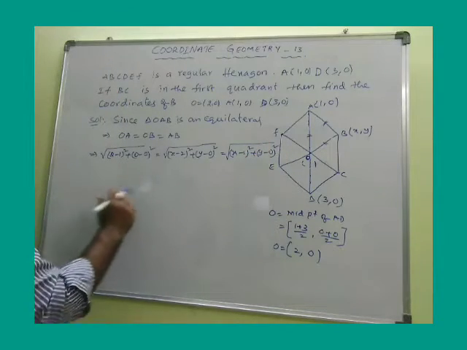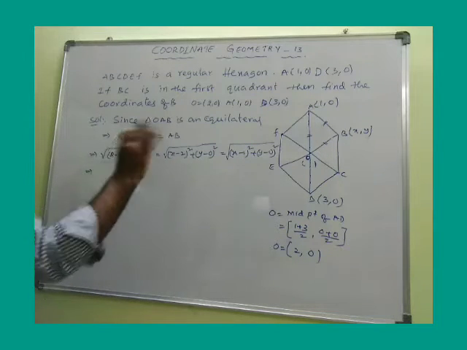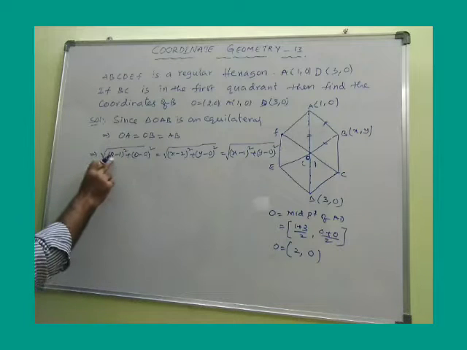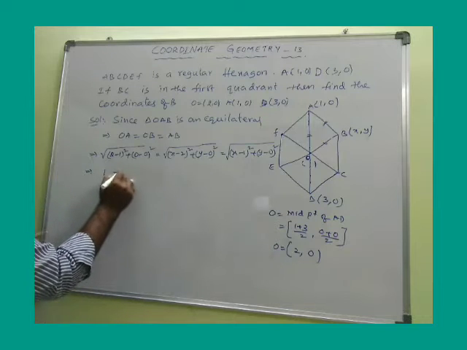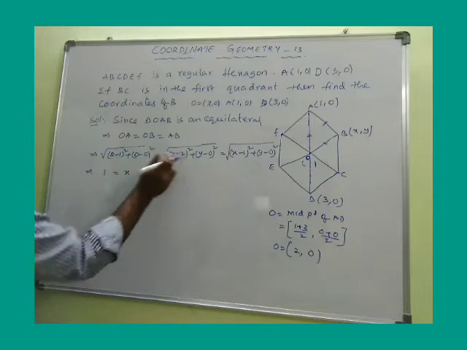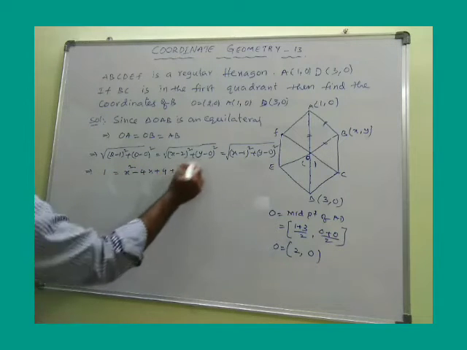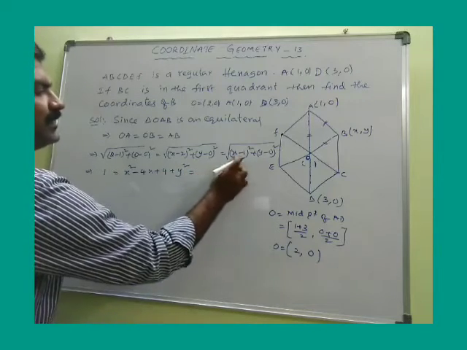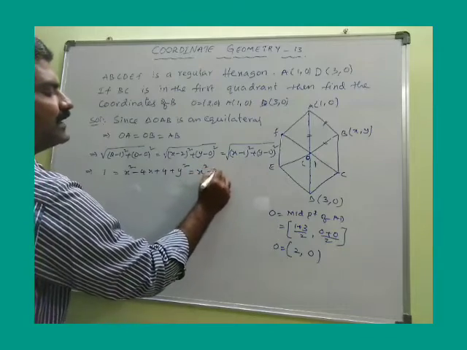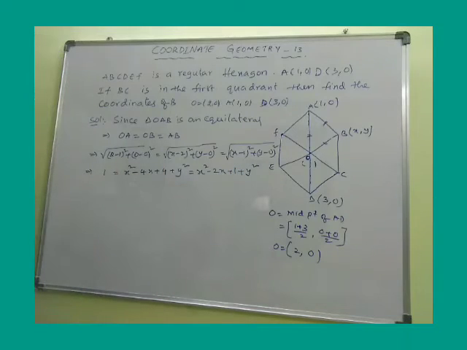Okay, so squaring on all sides, the square roots get cancelled. Now this value is finally 1, which is equal to (x minus 2) whole square, that is x square minus 4x plus 4 plus y square, which is equal to, applying the same formula (a minus b) whole square, x square minus 2x plus 1 plus y square. So on squaring all sides, the square root has cancelled.